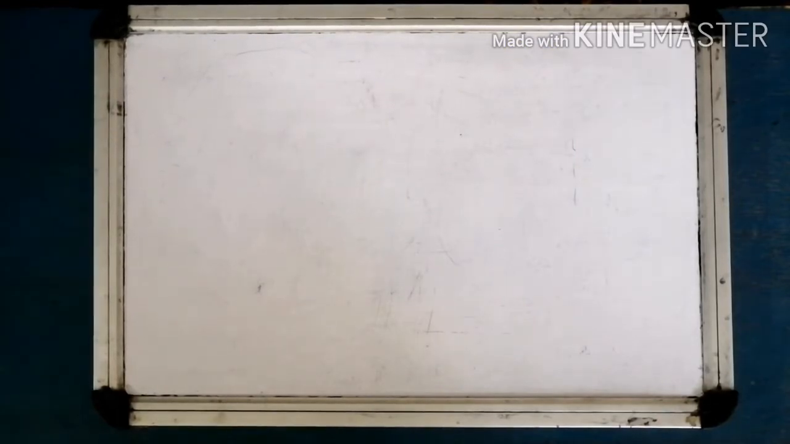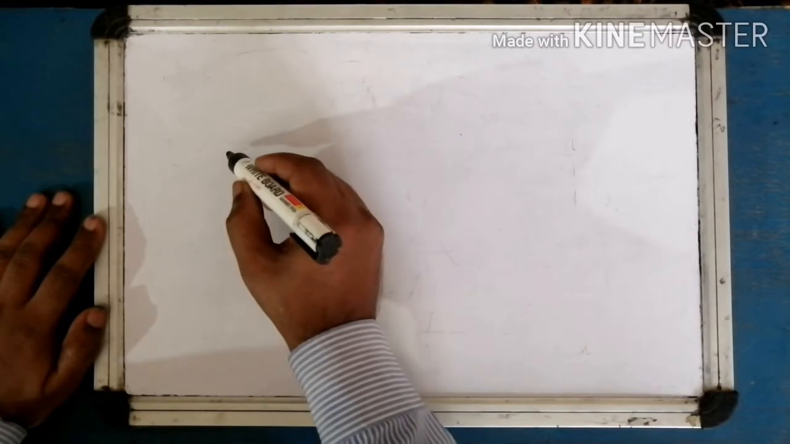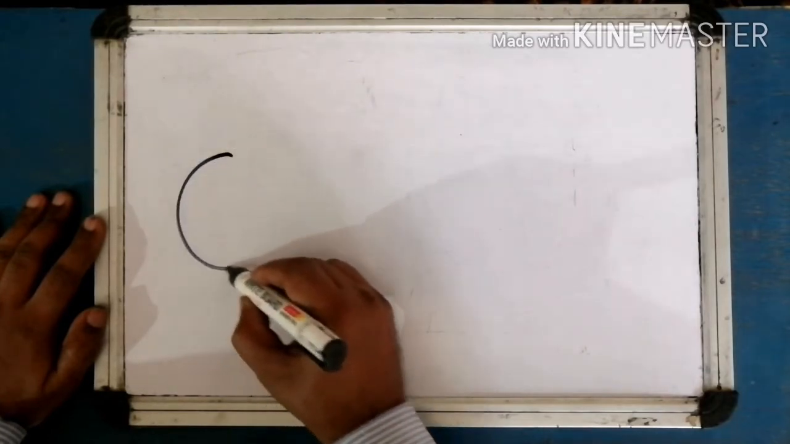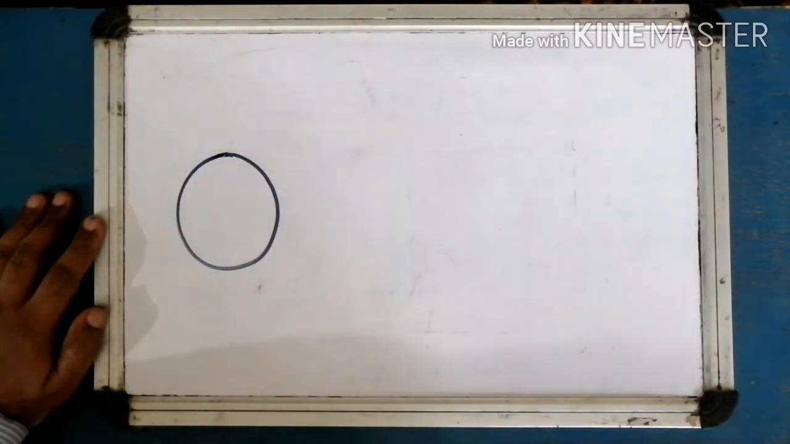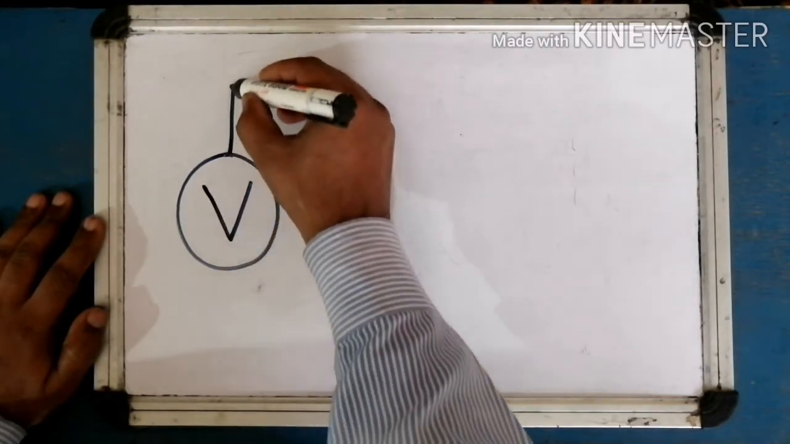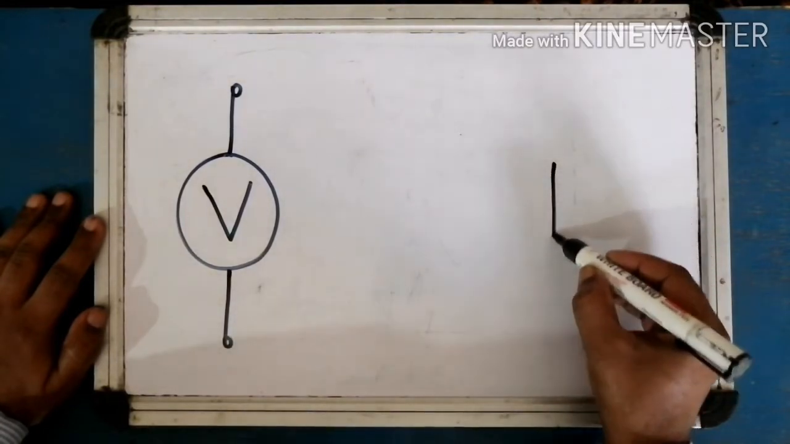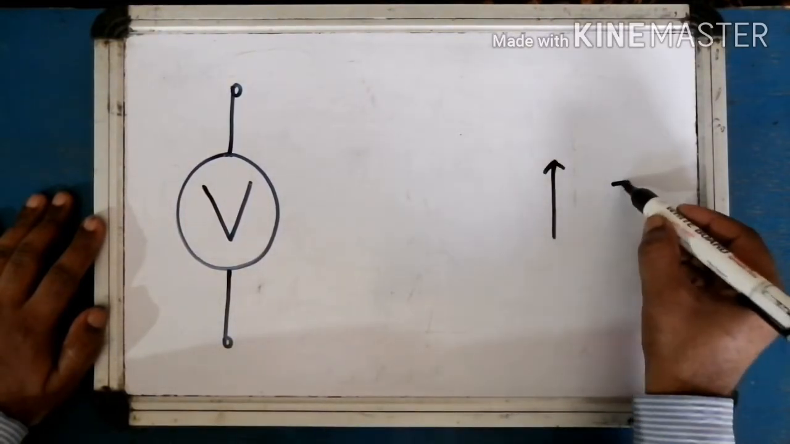Hello students, today my topic is conversion of sources. There are two types of sources. One is known as the voltage source, second one is known as the current source. Right?